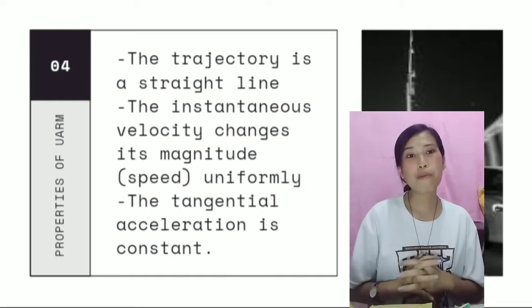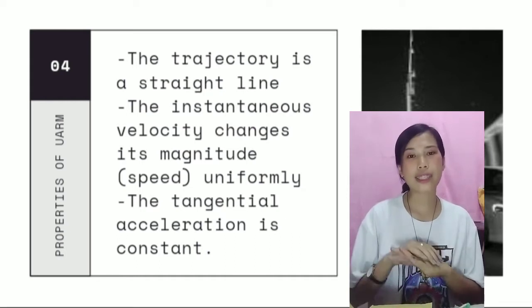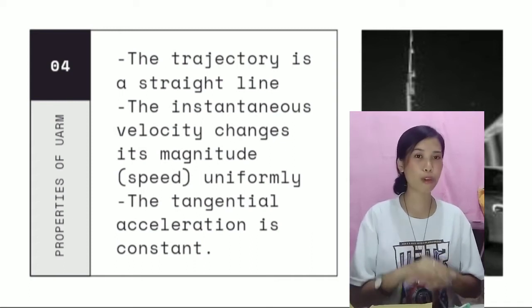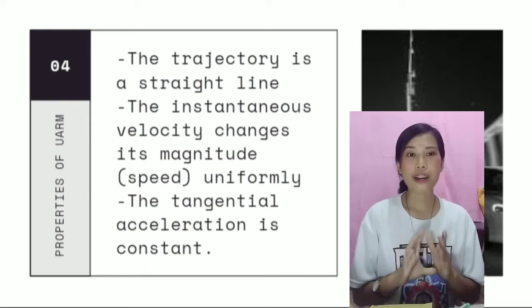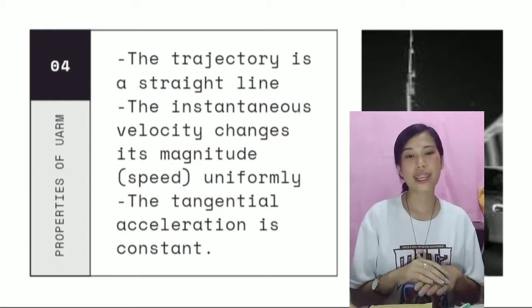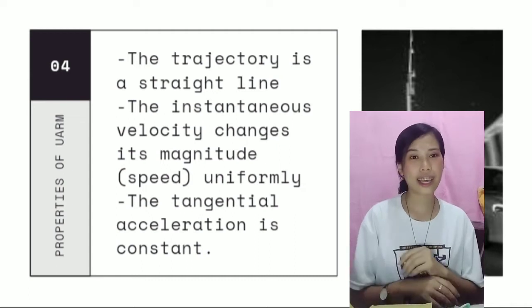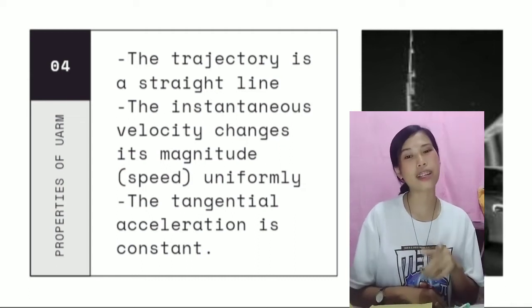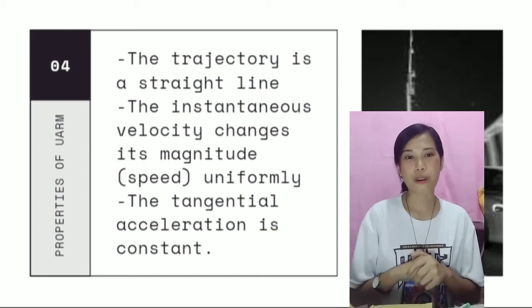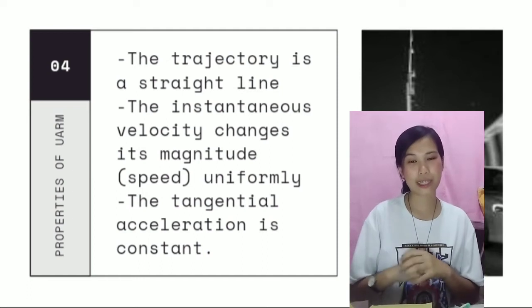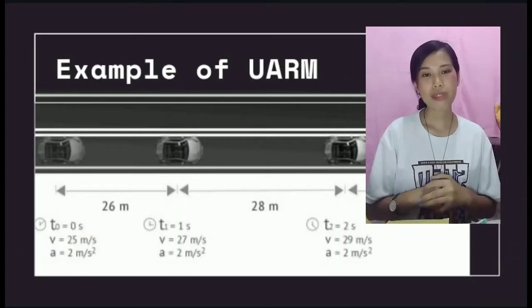So a body moves with constant acceleration motion, or uniformly accelerated rectilinear motion, or the UARM, when its trajectory is a straight line and its acceleration is constant and different from zero. This implies that the velocity increases or decreases its magnitude uniformly.